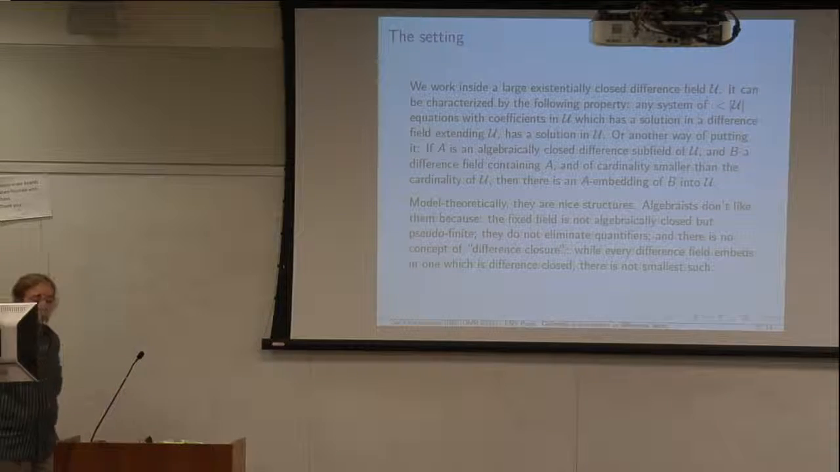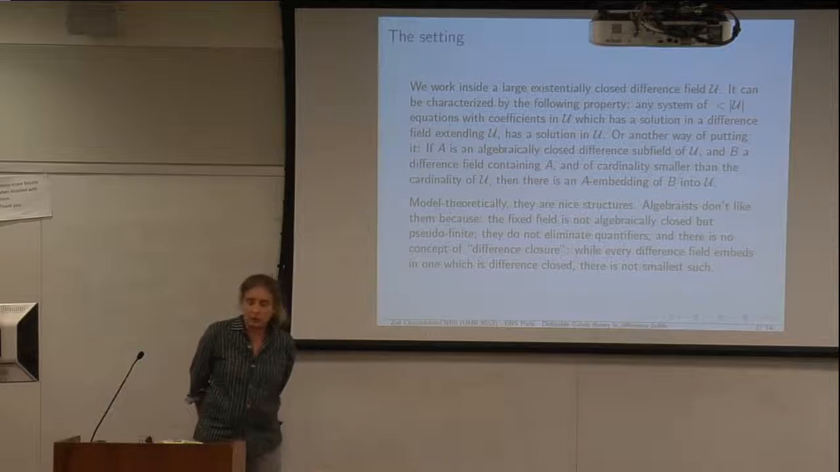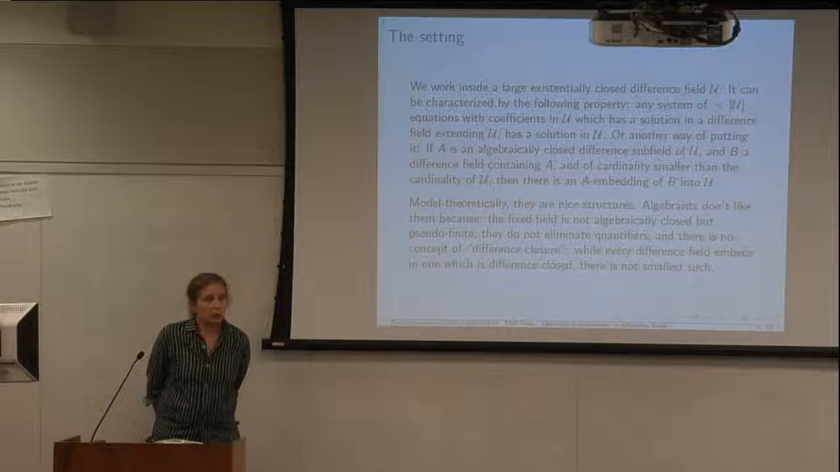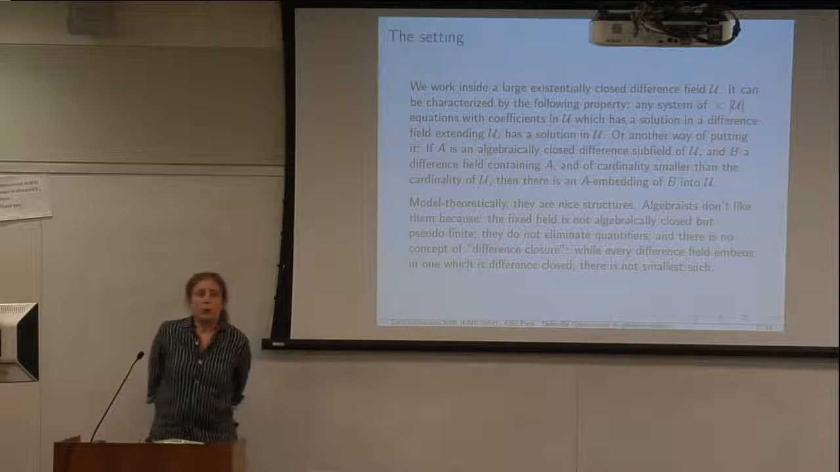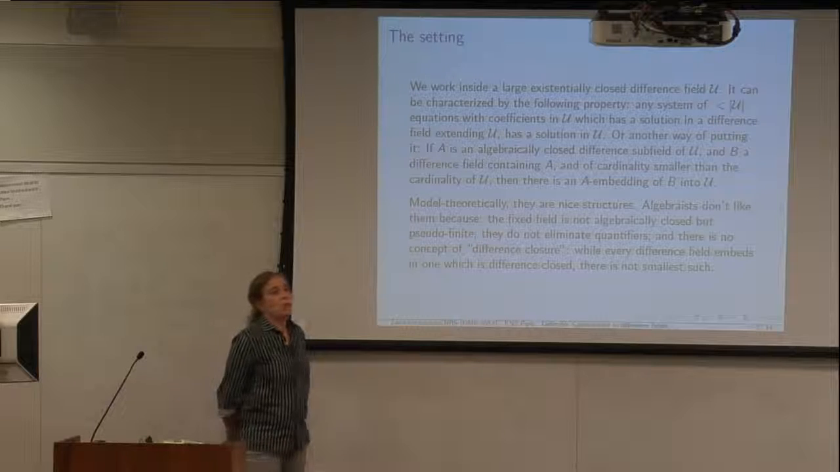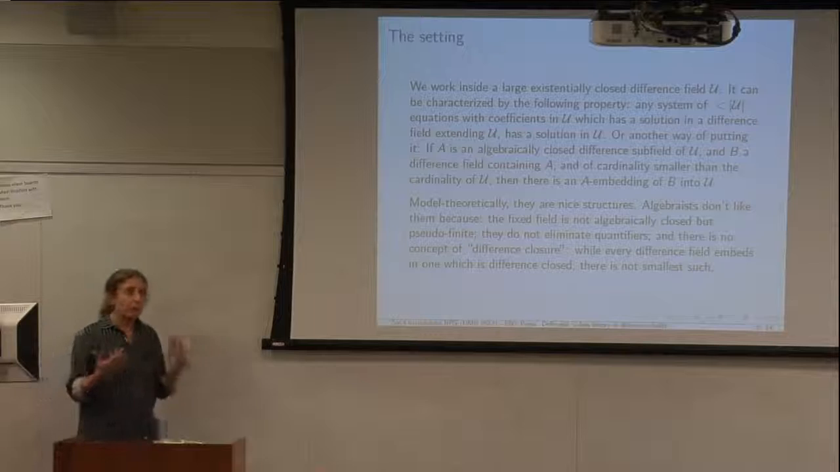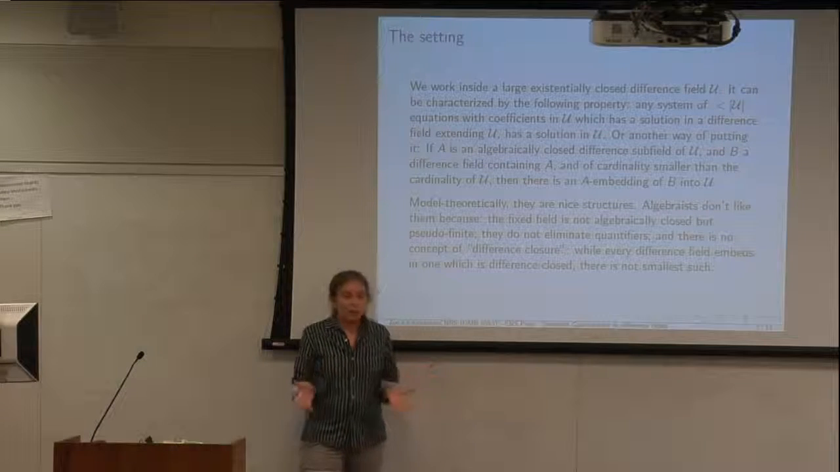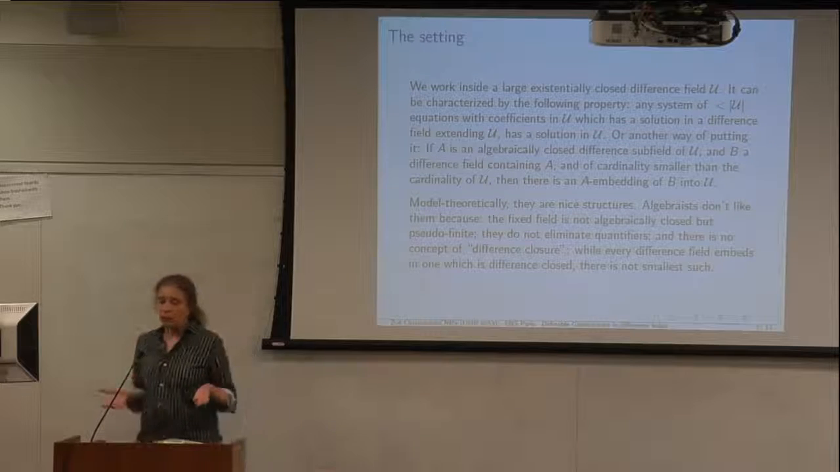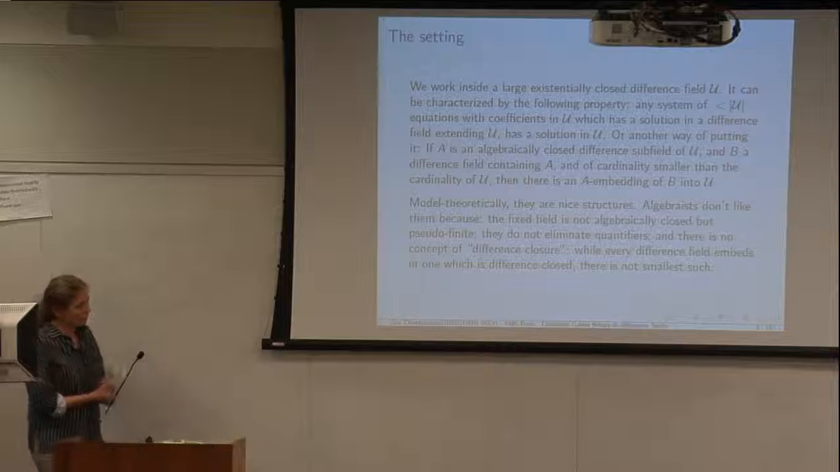What's the reason why the fixed field is not algebraically closed? It's simply because of the equation sigma squared of x equals x and sigma of x different from x. That's not one equation, but it can be made into an equation with two variables. This cannot have a solution in a field where the fixed field is algebraically closed. Right? Okay.